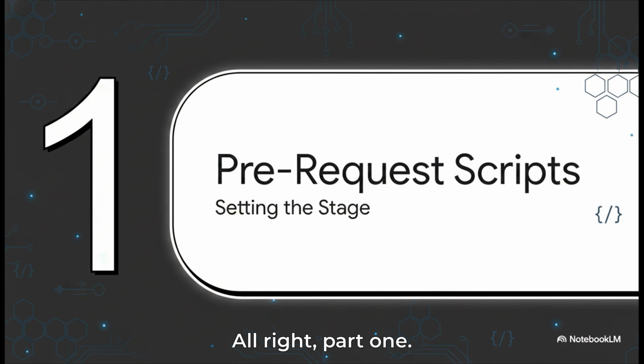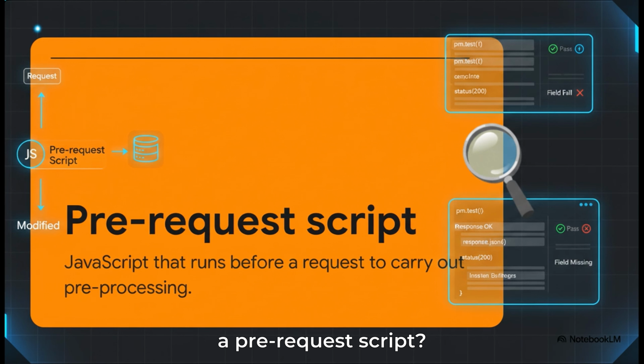All right, part one. What are pre-request scripts and how do we set the stage? So what actually is a pre-request script? Basically, it's Node.js-based JavaScript running right inside the Postman sandbox. And the real magic here is that it executes before your API request even fires. It lets you intercept the workflow and dynamically alter the state of your request before it ever leaves your machine.